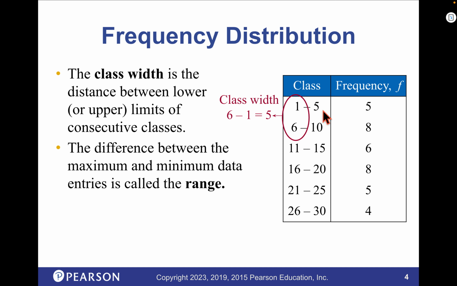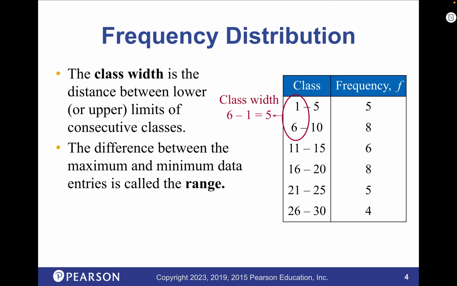So 1 to 5: 1, 2, 3, 4, 5. It's because we're counting the bottom one. If you took 5 minus 1, you get 4, but that's not the class width. The class width includes 1 and 5: 1, 2, 3, 4, 5. That's why I like to use my fingers. It's a width of 5. So remember, you take the lower class boundary minus the lower class boundary of the next one, and that gives you your class width.